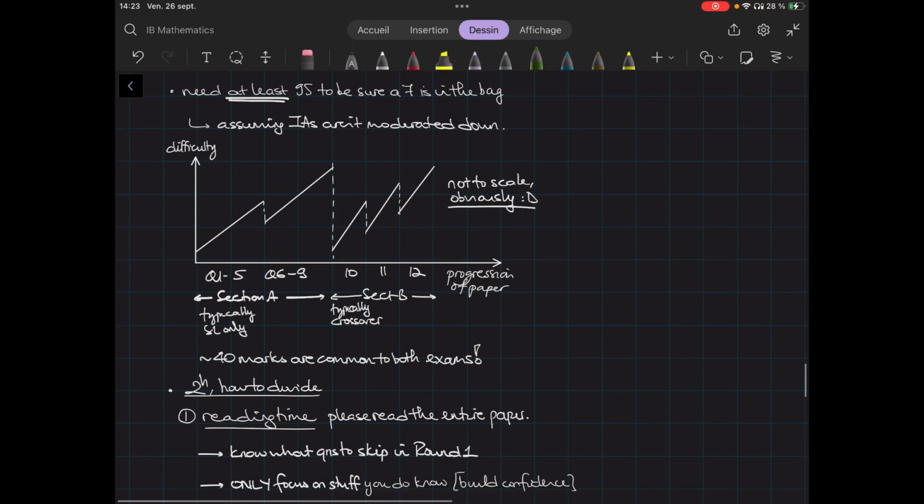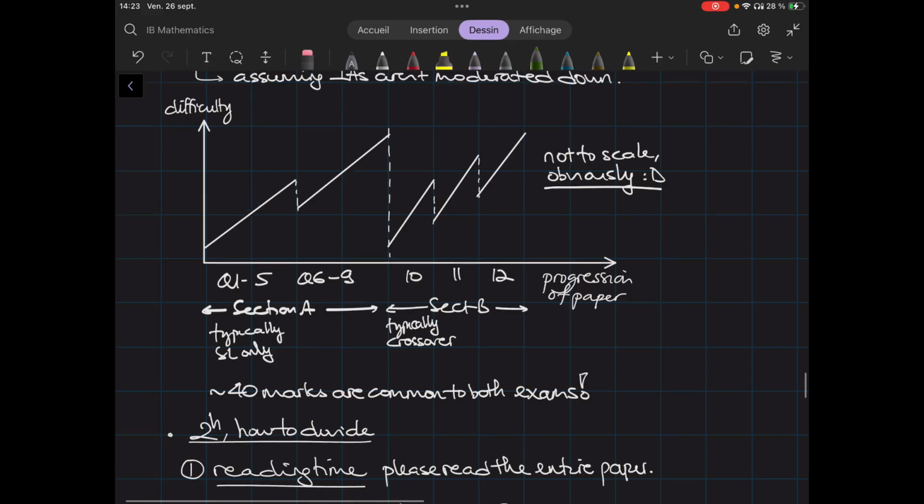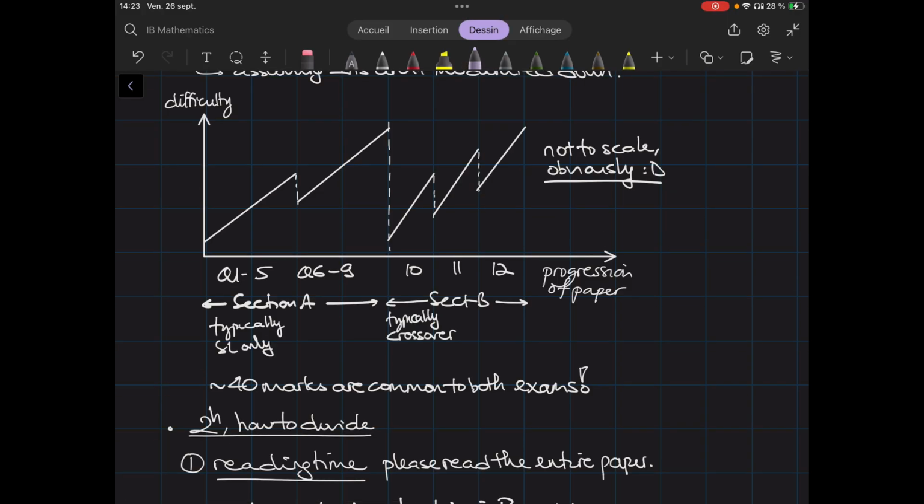Now, let's have a closer look at the graph we have here. This graph shows the difficulty of the question relative to the progression of paper. So in the first part, questions 1 to 5, this is typically the SL stuff. Sometimes they will try to change things up. They will add some SL content at the very end. They will add a bit of HL stuff at the beginning. But typically speaking, the first half of the section A is usually not too bad.